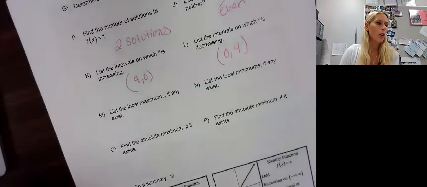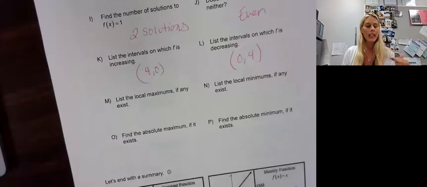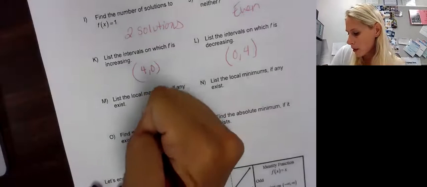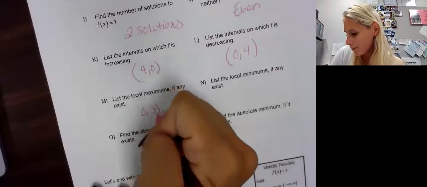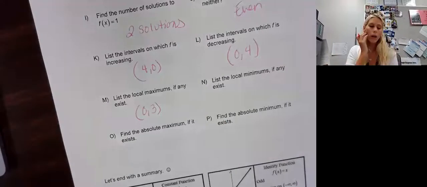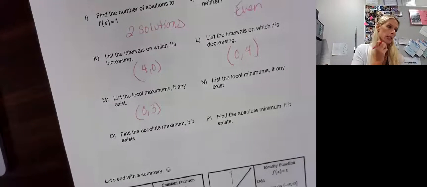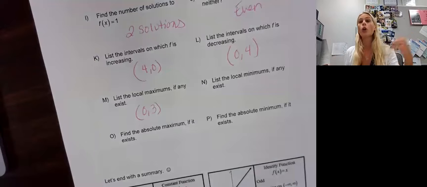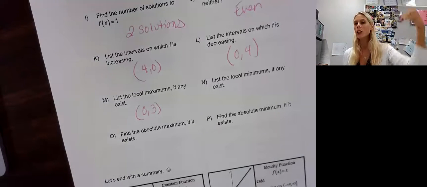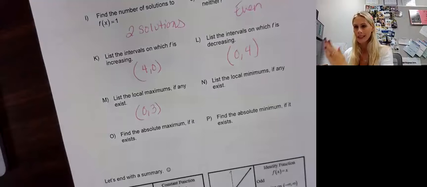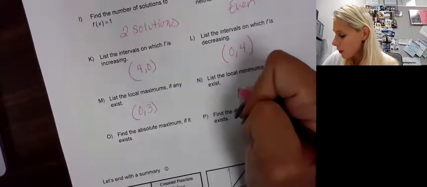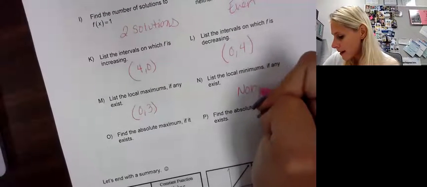List the local maximum. So where is the increasing to decreasing? Well, it increases to decreases at the point (0, 3). And where are the local mins? Well, local mins, remember, local mins means decreasing to increasing. Do we have any change from decreasing to increasing? No, so we don't have any. I'm going to say none.